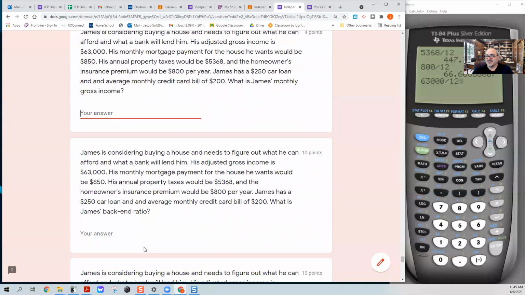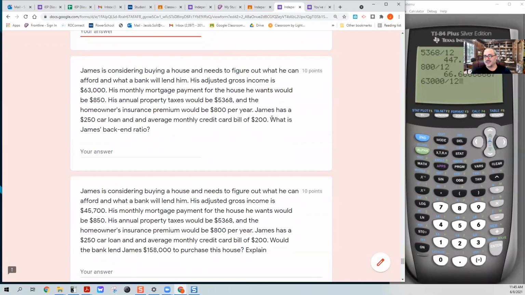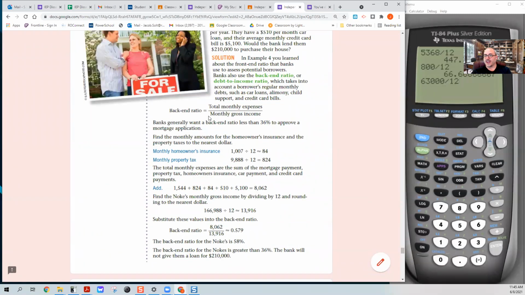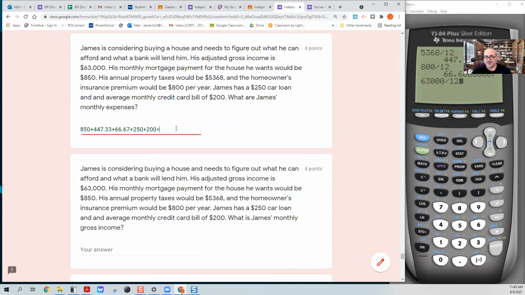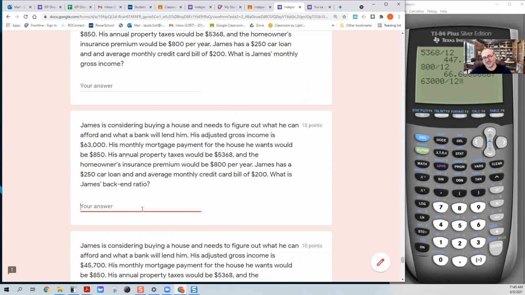Okay. So now that we have monthly gross income calculated, you have two more questions to do on your own. The first question is, what is James's back-end ratio? How do you calculate that? Well, let's look at the notes. The back-end ratio is equal to total monthly expenses divided by monthly gross income. You have the total monthly expenses right here and the gross income right there. Take this number, divide by this number, and you'll have the back-end ratio.